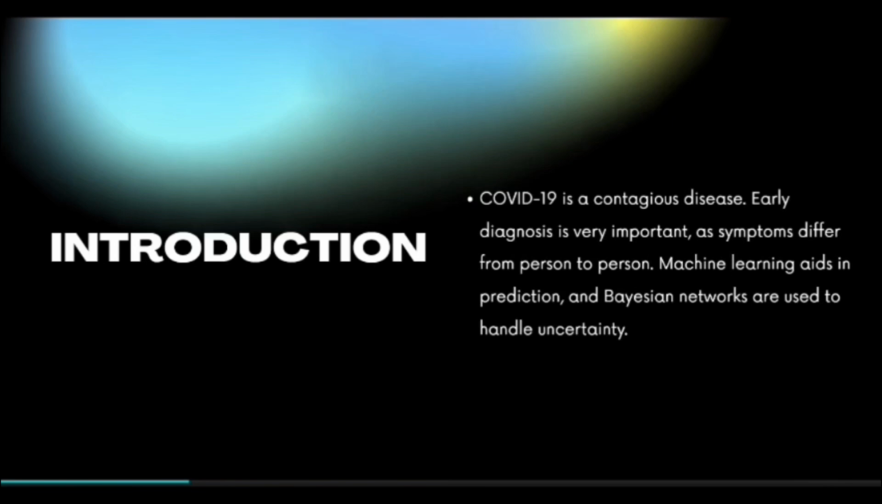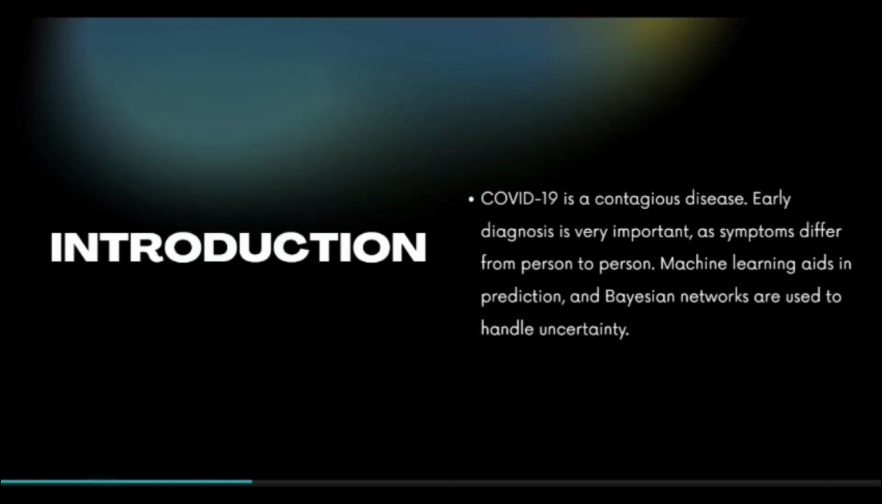Let's start. Introduction. COVID 19 is a highly contagious disease and early detection is extremely important. Symptoms vary from person to person, which makes manual diagnosis challenging and unreliable in many cases. This is where machine learning becomes useful. It helps predict the likelihood of infection based on available data. In simple terms, our system combines data, probability, and intelligent predictions to support COVID 19 diagnosis.